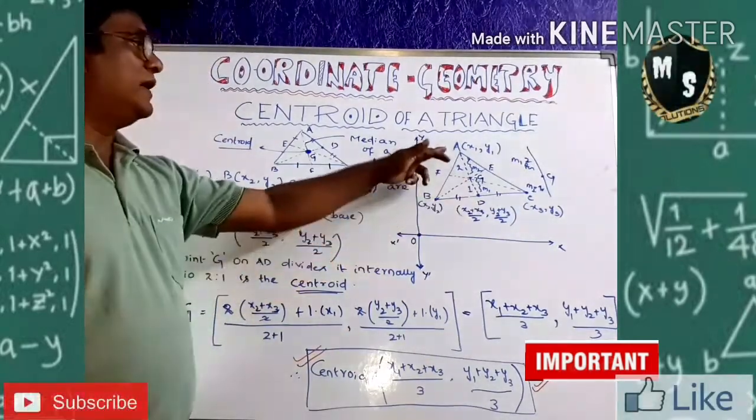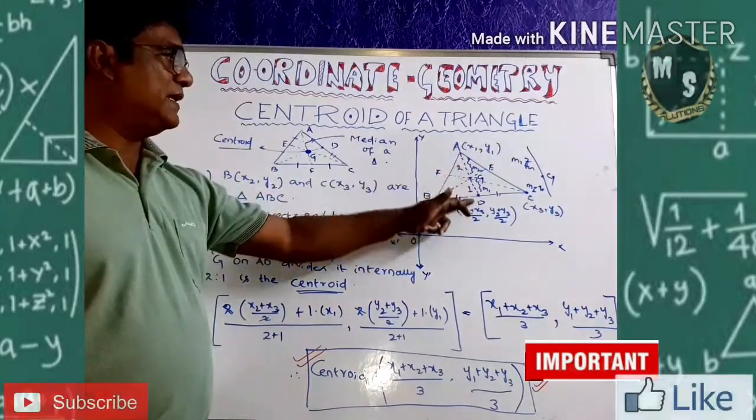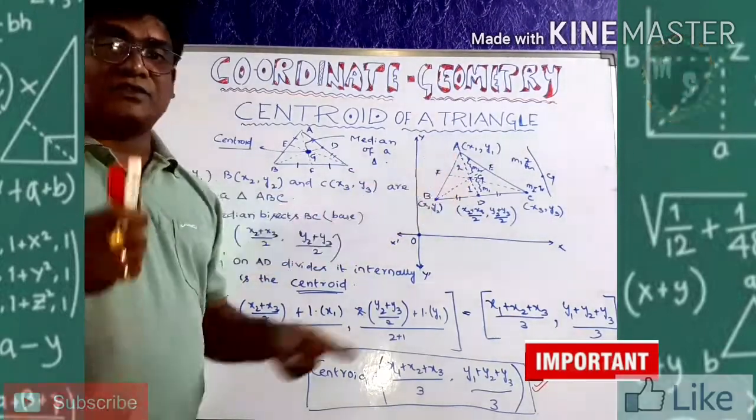Okay. Now come to the line AD, from A to D. On this line, G is a point here. G is which point?